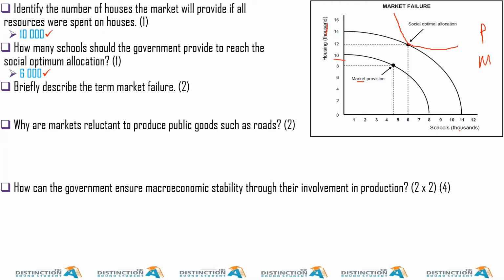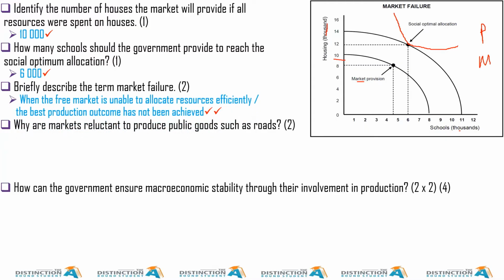Briefly describe the term market failure. Okay, I told you my favorite definition. Let's see what we have here. Now, my favorite definition is failure of markets to allocate resources at an optimum level. Let's see this one we have here.